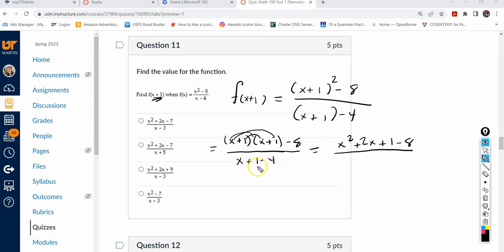x plus 1 minus 4. 1 minus 4 is not minus 3. Okay. So I should be having minus 3 on the bottom, so that one I can at least rule out. And then finally, I'll have x squared plus 2x, and 1 minus 8 is minus 7. Okay, so that looks to be that one there.